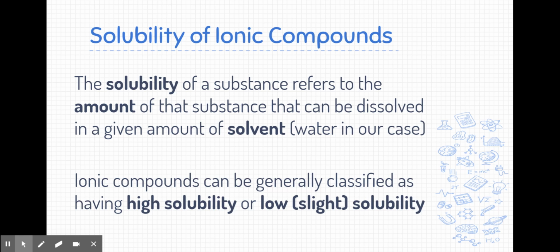The solubility of compounds can be quantified with very precise numbers. For right now, we are going to look at solubility qualitatively by just classifying ionic compounds as being very soluble or having high solubility or having low solubility. The other term that's used is being slightly soluble.